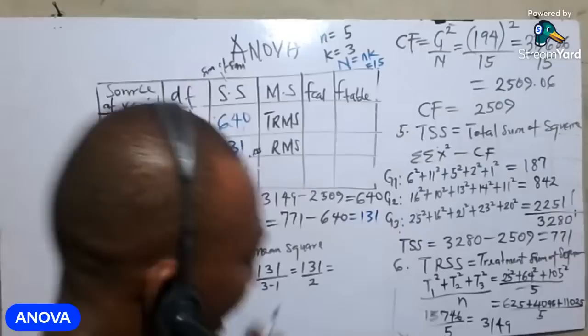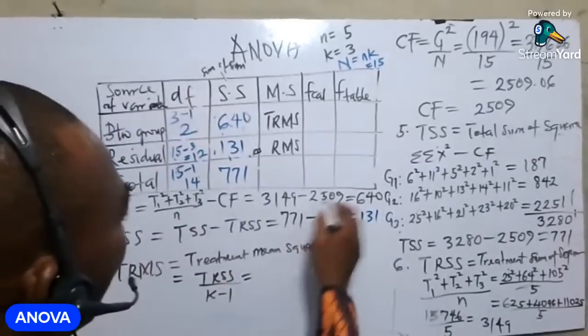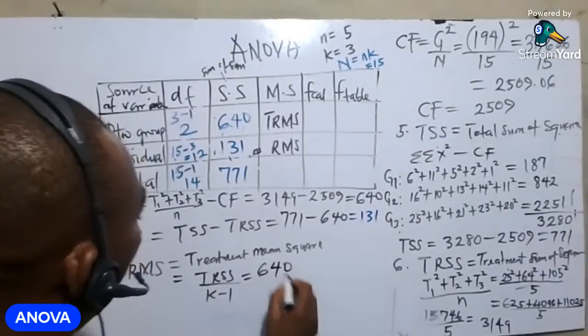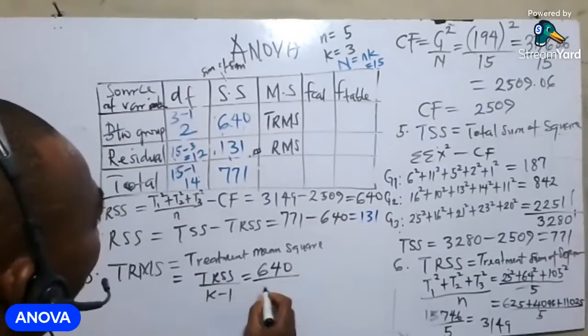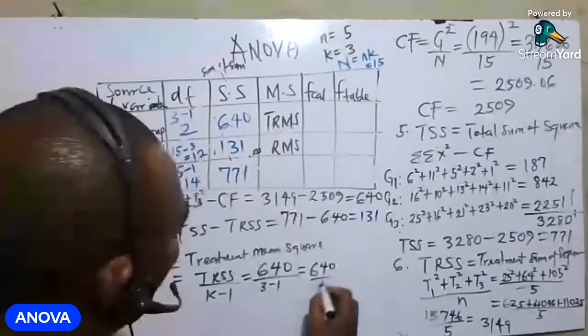So sorry, TRSS. Let's look at it here. There is a mix up there. So the TRSS is 640. Look at it here. So to be divided by our K is what? 3 minus 1. So that is 640 to be divided by 2.